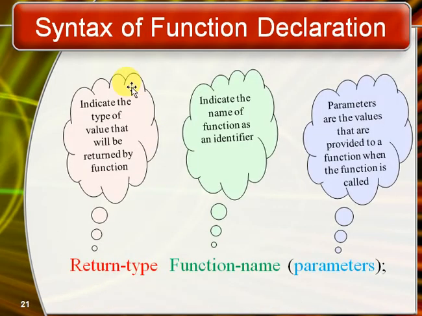This is the syntax of function declaration, starting with the return type followed by the function name, that is followed by a list of parameters. Return type indicates the type of value that will be returned by the function. Name of function indicates the name of the function as an identifier, and parameters are the values that are provided to a function when the function is called.